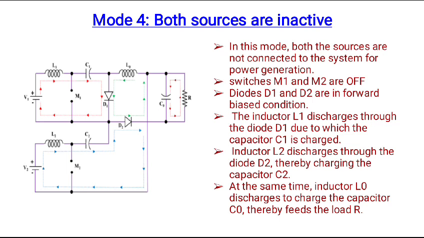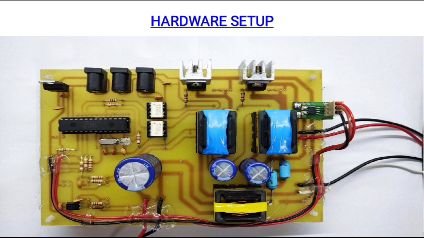The inductor L1 discharges through the diode D1, due to which the capacitor C1 is charged. The inductor L2 discharges through the diode D2, thereby charging the capacitor C2. At the same time, inductor L0 discharges to charge the capacitor C0, thereby feeds the load R. This is the hardware setup of CUK-SEPIC hybrid converter.